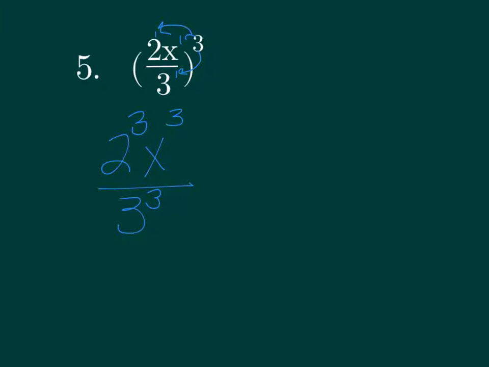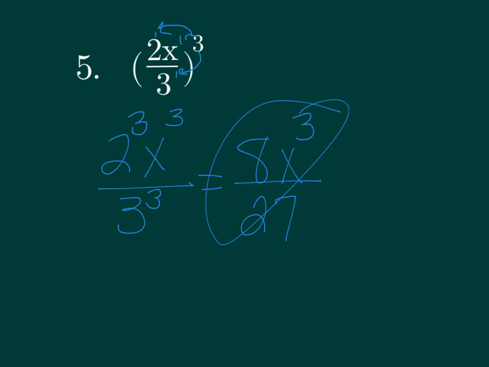So this is a problem. Now these are numbers, so you actually have to work out numbers. 2 to the 3rd is 8. Then we have x to the 3rd. And then 3 to the 3rd is 27. And make sure you can't reduce it. You can't, and that's your answer.